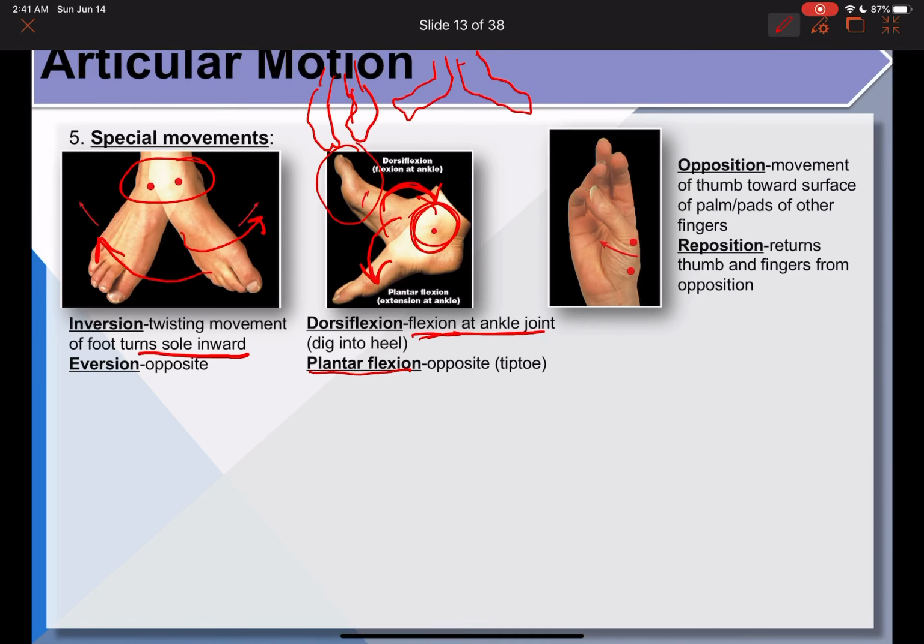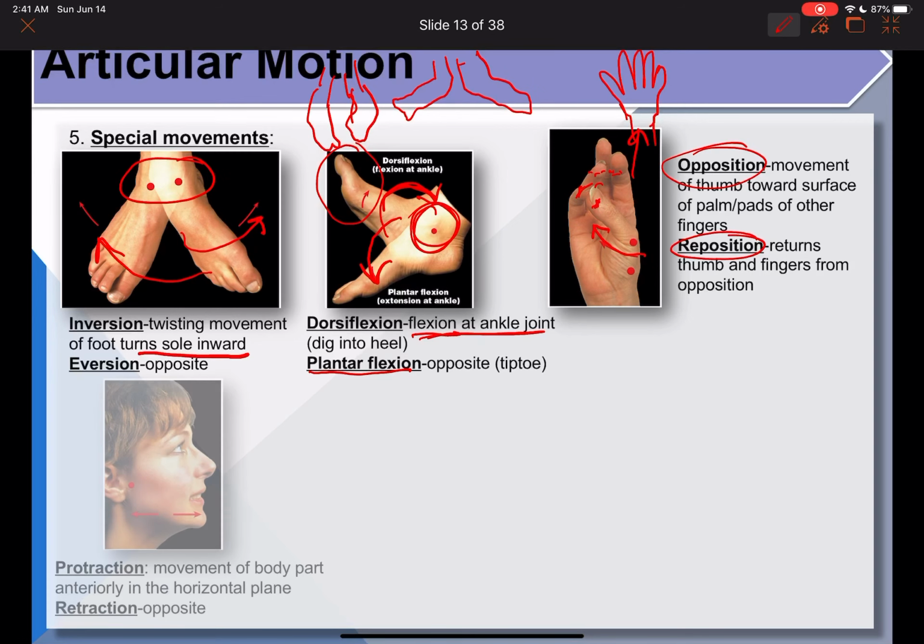And then you have opposition versus reposition. Opposition is when you're moving your thumb towards the surface of the palm and pads of your fingers. So moving this way with your thumb, touching the other fingers is opposition. If you're moving back to your open palm, from the opposition position back to this position, then it's called reposition. Opposition, close your thumb, touch your thumb to your pinky. Reposition, open back up your hands.